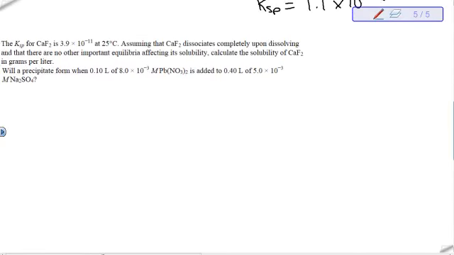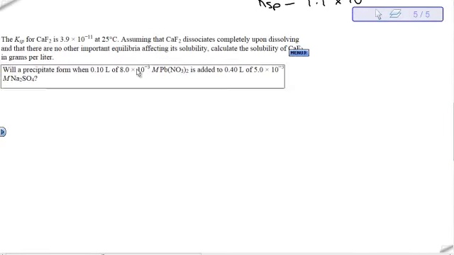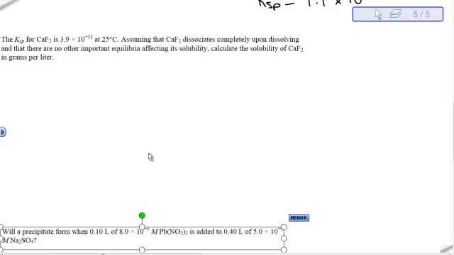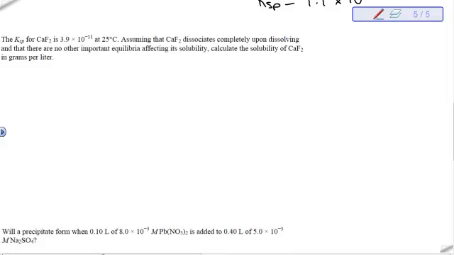Now in the second example here, we're going to do the other process where we're going to determine solubility. Here's an example. Let's read the question. The KSP for calcium fluoride is 3.9 times 10 to the negative 11th. Assuming that it dissociates completely upon dissolving, meaning there are no side reactions, calculate the solubility. So remember what I told you. We define solubility as X.